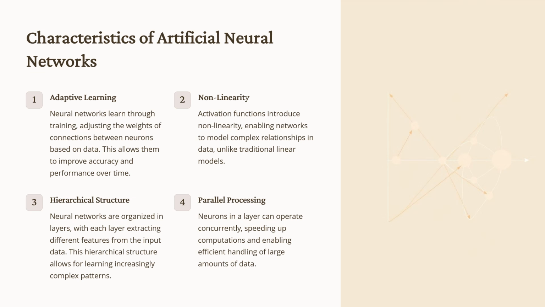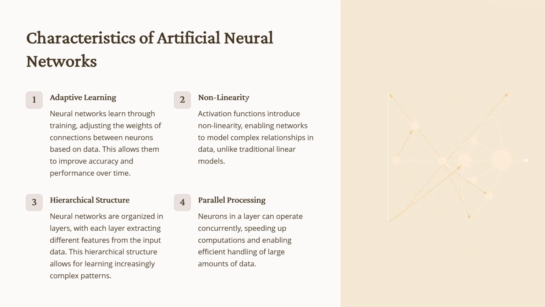Next we have the characteristics of artificial neural networks. The first characteristic is adaptive learning, then we have nonlinearity, then hierarchical structure, then parallel processing. In adaptive learning, the neural network learns by itself from the training data by adjusting the weights present on various neurons, and it allows them to improve their accuracy and performance over a period of time.